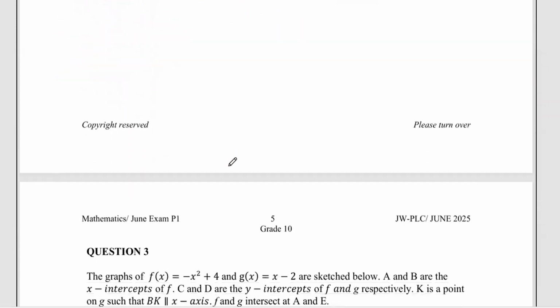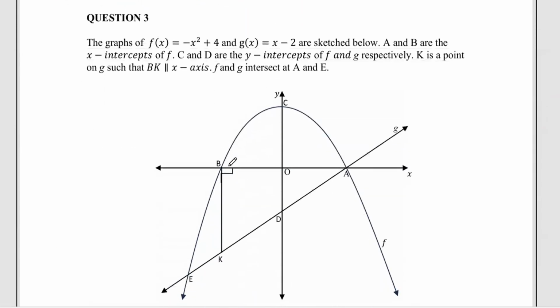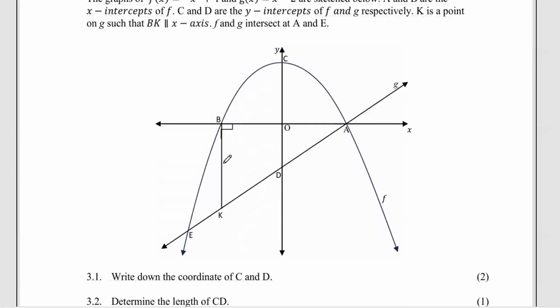Now, question number 3, which is the functions. They're telling us that the graphs of f of x, which is the parabola, and g of x, which is a straight line, are sketched below. A and B are the x-intercepts of f. C and D are the y-intercepts of f and g respectively. K is on that, such that we have lines that are parallel. So this is parallel to that. All right. Then I want us to write down the coordinates of C and D.